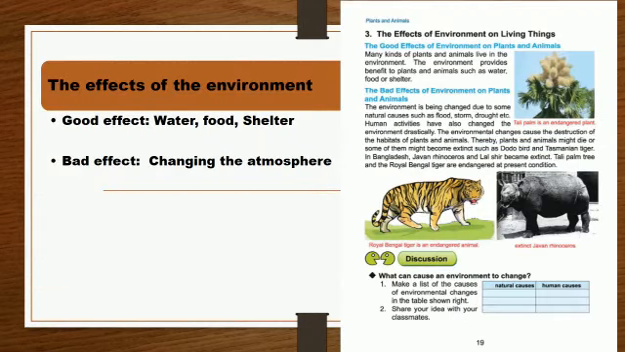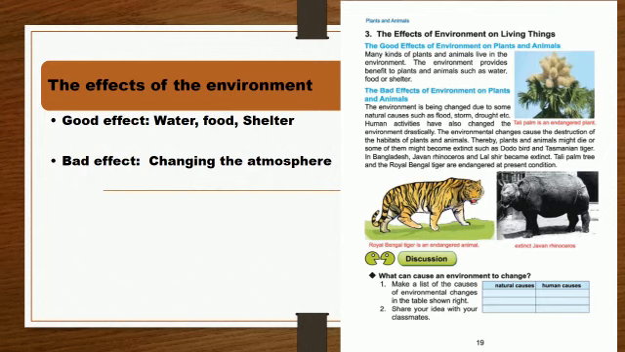On the next page, you can see here is our point, which is about the effect of environment on living things. So we all are living in an environment, right? So this environment also has some good and bad effects on the plants and animals. So let's talk about the good effect first. The environment gives them water, food and shelter. Without such kind of things, the plants and animals could not even survive. So environment plays really an important role in this point.